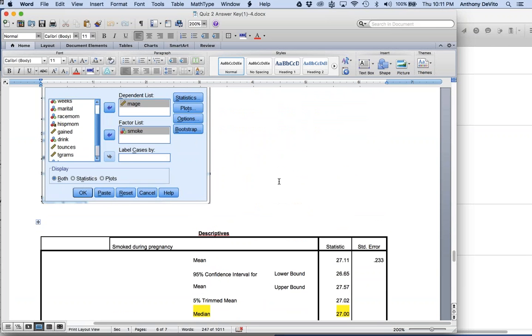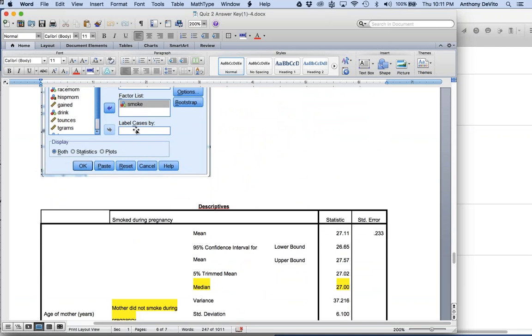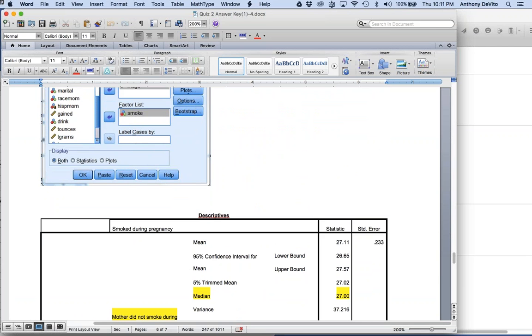So at any rate, mother's age and smoke. Remember, the mother's age is a factor list. Now it will ask you to label the cases by, ask you to put in the numbers, in other words, smokers 1 and 0. You don't see that here, but it'll come up with a little box and ask you to put in those numbers, and you'll have to tell it what those numbers are.